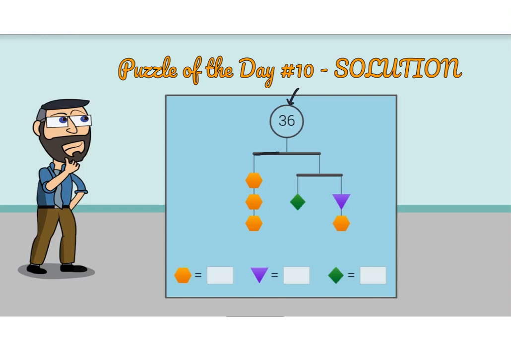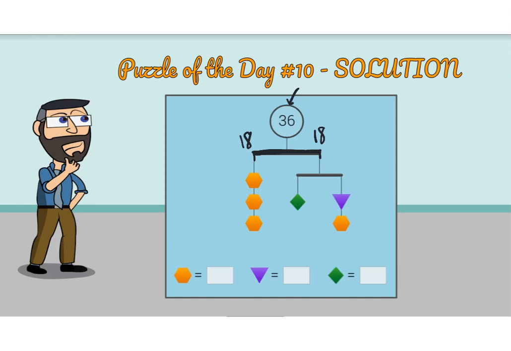And when I look at this bar here, this straight bar across, it tells me that each side is half of that 36 because it's split into two equal parts, that hanger, on the left side and on the right side. So that tells me that this side is equal to 18 and the right side is equal to 18.